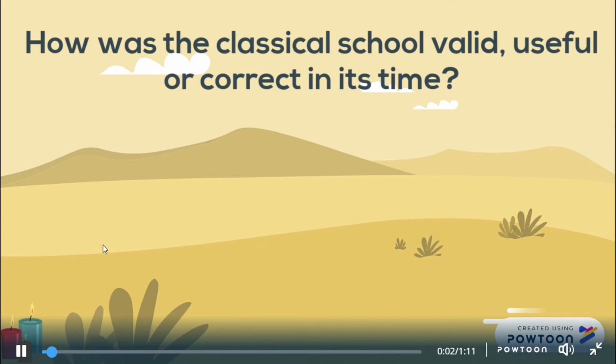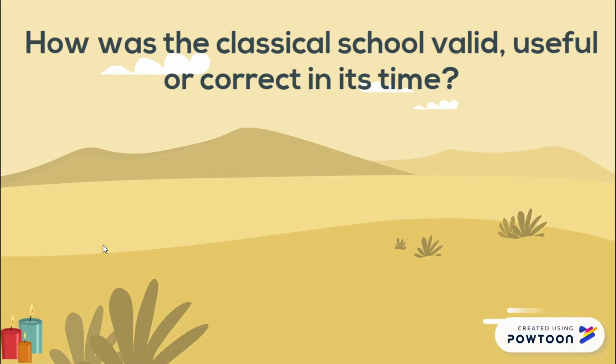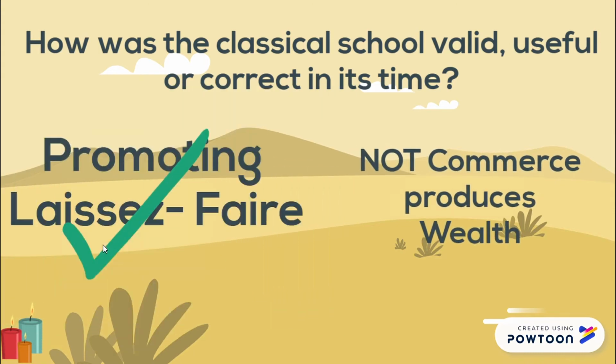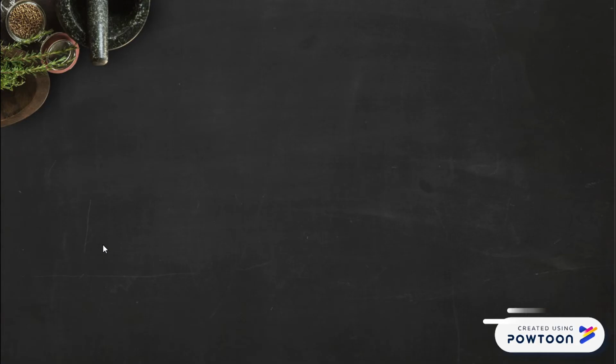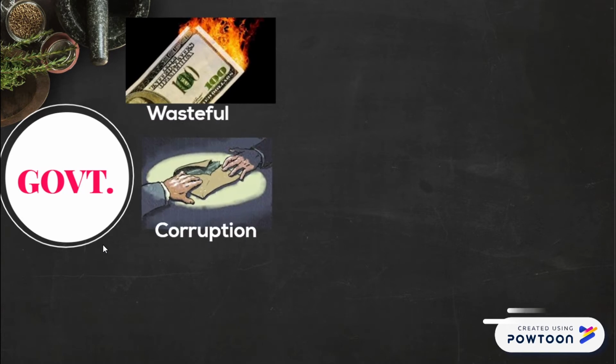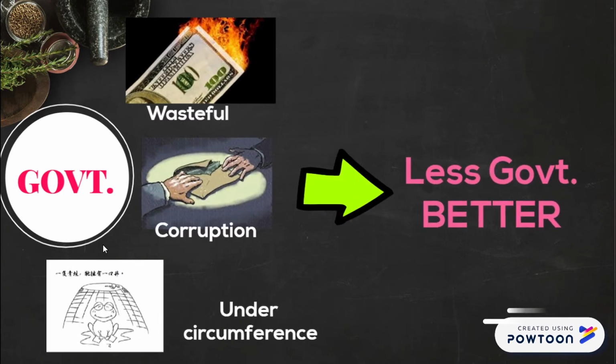How was the classical school valid, useful, or correct in its time? It promoted laissez-faire and argued that commerce produces wealth. As the government was wasteful, corrupt, and incompetent, less government is better.